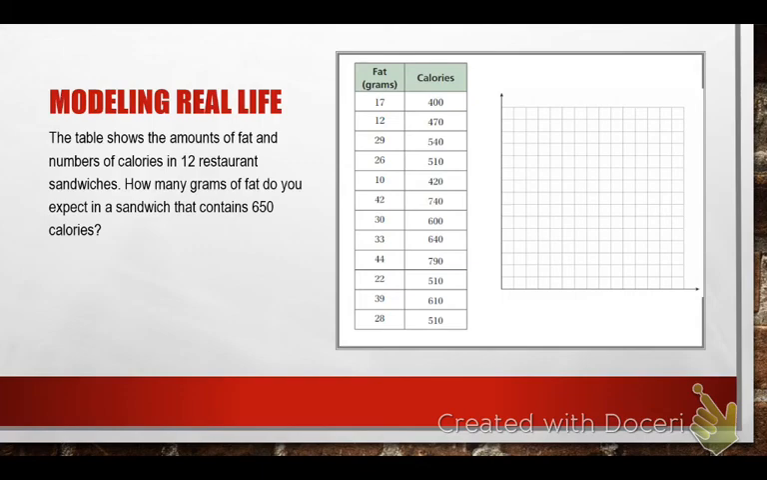Okay, so this will be the last problem we do. We're gonna do one more scatter plot. All right, we're doing good on time. The table shows the amount of fat and the number of calories in 12 restaurant sandwiches. How many grams of fat do you expect in a sandwich that contains 650 calories? There are no sandwiches in here that are 650 calories. However, you can plot them on a scatter plot and then kind of estimate based on which ones are close in value. So the first thing we're going to do is establish that fat is my X category and calories is my Y category.